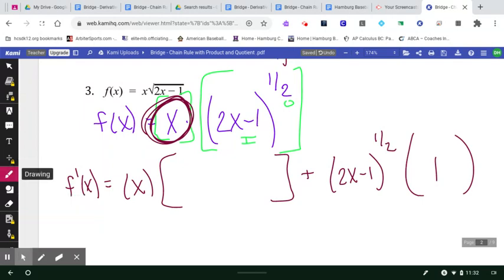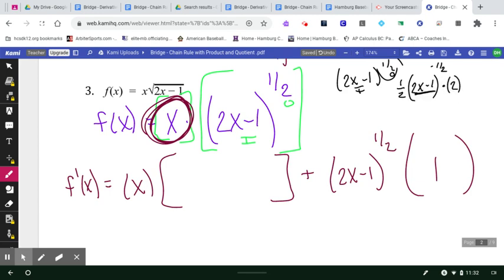So I'm just going to rewrite it for myself. I have (2x minus 1) to the 1/2, and I want to derive it. So inside, outside. Derivative of the outside, so that's going to be 1/2. Keep the inside. This becomes a negative 1/2 because I have to subtract 1, times the derivative of the inside. 2x is linear, so that becomes 2. 1 is a constant, it becomes 0. So I'm going to say that's 1/2 times (2x minus 1) to the negative 1/2 times 2.